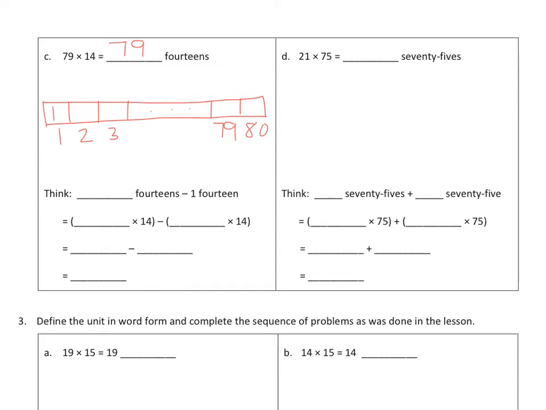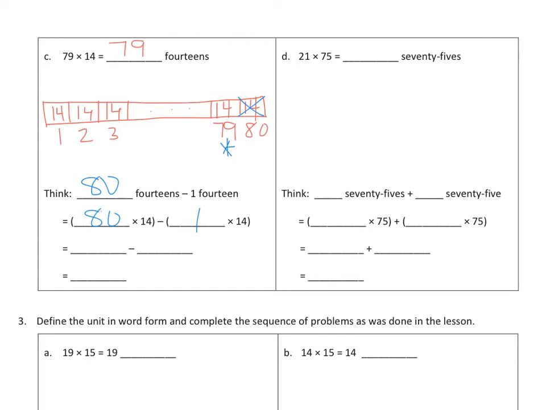Each box has the number 14 in it, because we have 80 14s, but we're going to find out what 80 14s is. And then once we have the answer, we're going to take away a 14, and that will give us the answer for 79 14s, or 79 times 14. All right, so how many 14s did we draw all together? Well, we did 80 14s, and we're going to take away a 14. So 80 14s is 8 times 14, minus 1 14 is 1 times 14.